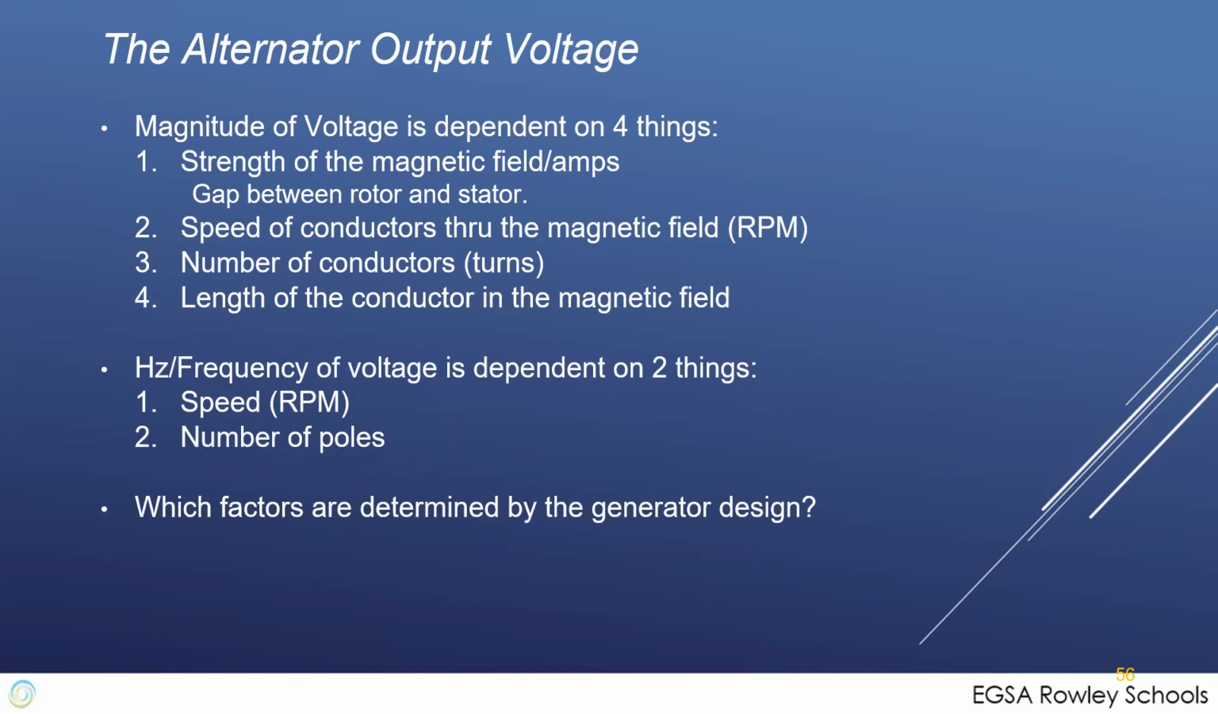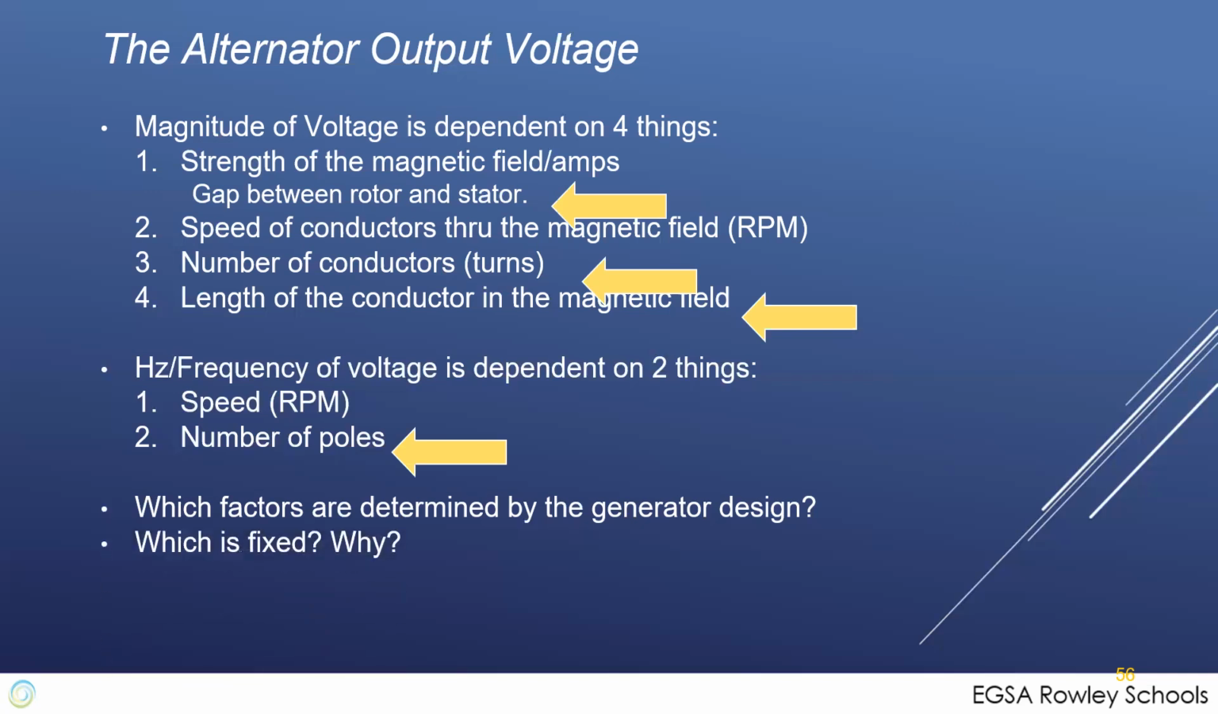So which factors determine the generator design? Anybody look at that list up and down? There are several of them that are determined during the design phase of the machine. Obviously, these here: the gap, the number of turns, the length of the magnetic field, the number of poles. Those are all defined during the manufacturing process and can't be varied after the fact. So if I want to vary my output voltage, how am I going to do it? Well, which of these factors are fixed?